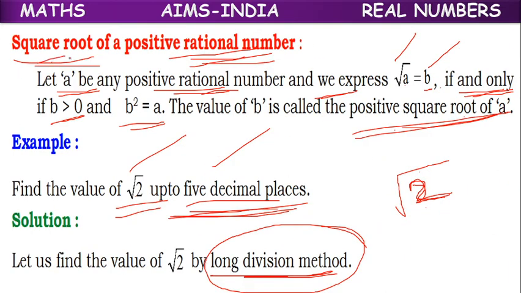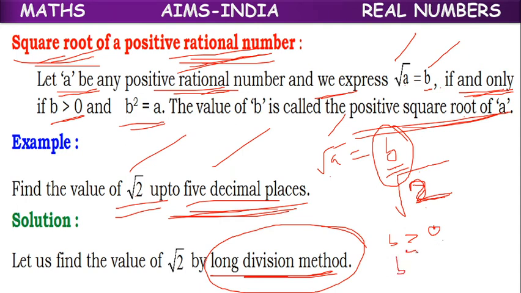So, the square root of a positive rational number. If the square root of a is b, then b is called the square root of a. But there are two conditions we have to follow. One is b should be greater than 0, and b square equals a. Then only b is called the square root of a.